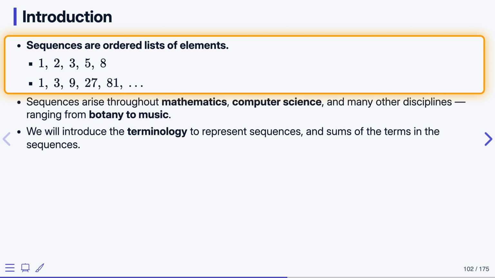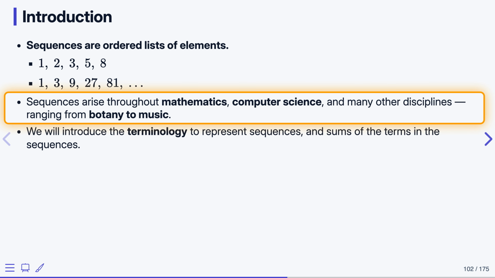Let us begin with the idea. A sequence is an ordered list of elements. Ordered means the position matters. The first term, the second term, the third term, and so on. Look at the two examples. The first list is 1, 2, 3, 5, 8. The second list is 1, 3, 9, 27, 81, and it continues.